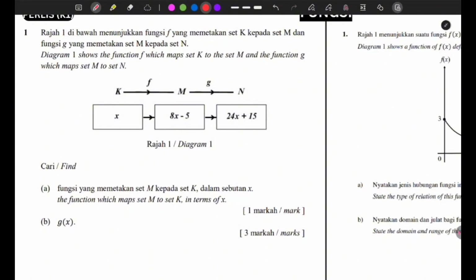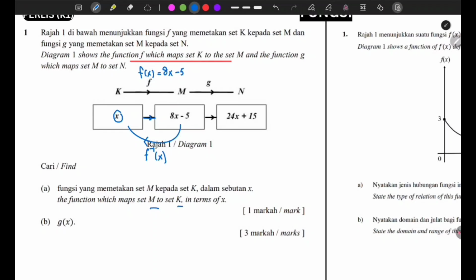Okay, diagram 1 shows a function f which maps set k to the set m. So the function f maps set k to set m, which is the fx lah. So my fx becomes 8x minus 5. Find the function which maps set m to k. M here goes to k. Isn't it terbalik? So terbalik means inverse. So they're asking you to find the inverse function.